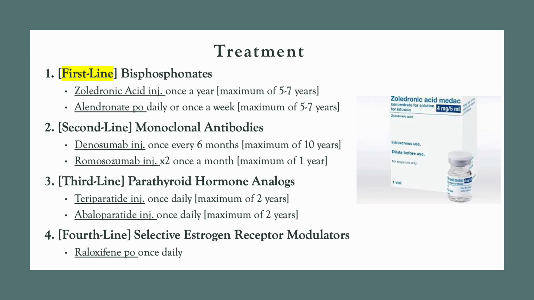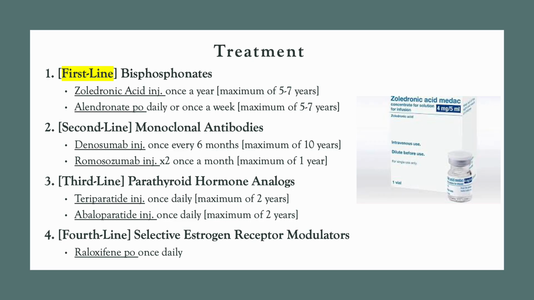Romosozumab functions by stimulating osteoblasts and bone buildup, and it's administered as 2 injections once a month for a maximum of 1 year. Patients taking monoclonal antibodies should be educated on the adverse effects of muscle and joint pain. Patients who are at a high risk of infection or are actively infectious with other conditions should not take monoclonal antibodies, as these target the immune system more heavily than other medical therapy options for osteoporosis.